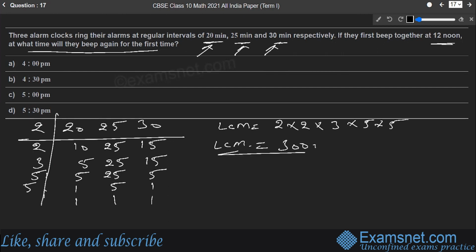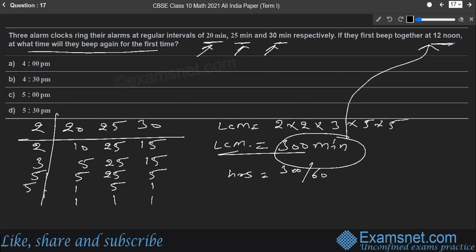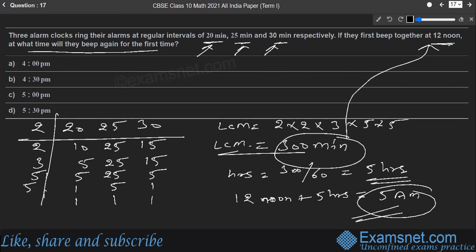So next time they will ring together after 300 minutes. They started ringing at 12 noon. How many hours are there in 300 minutes? That is 300 by 60, which is nothing but 5 hours. So they will meet again 5 hours after 12 noon. 12 noon plus 5 hours gives you 5 a.m.? No, they started at 12 noon, so it will not be 12 a.m.; 12 noon is the time of the day, so it is not going to be 5 a.m. It will rather be 5 p.m. So that is the right answer, option C.